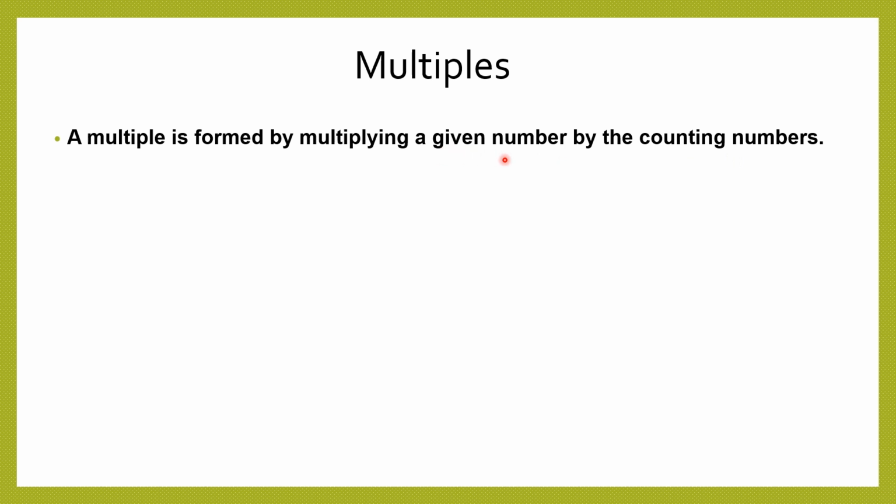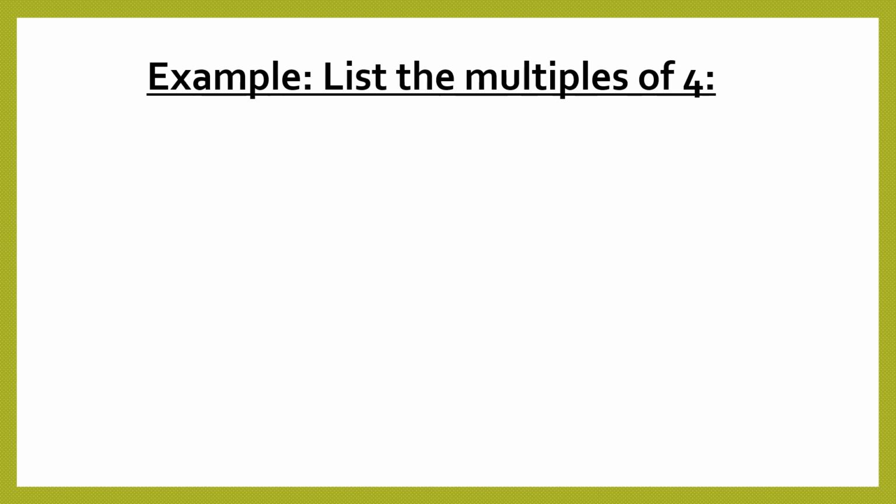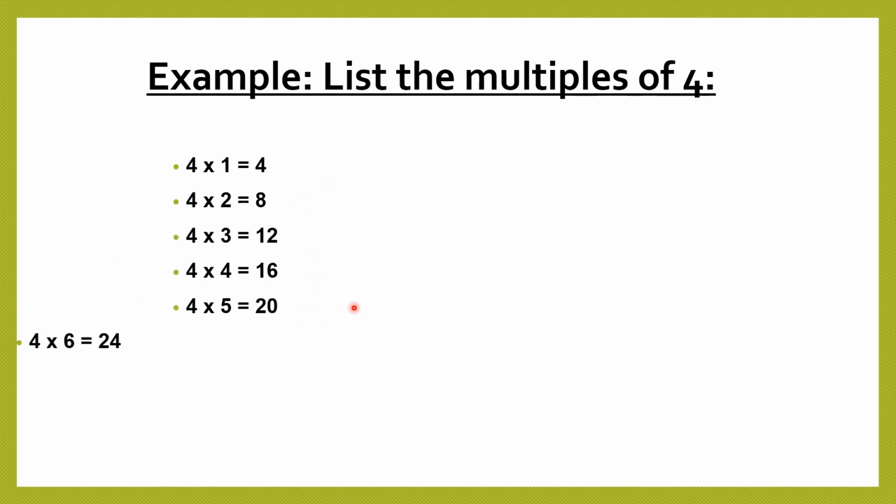So, when you take any number and multiply it by a counting number, the answer that you get is called a multiple. And the counting numbers are, as I said, 1, 2, 3, 4, 5 and so on. Let's take an example now. Let's list all the multiples of 4. 4 ones are 4, 4 twos are 8, 4 threes are 12, 4 fours are 16, 4 fives are 20, 4 sixes are 24. Now all these numbers 1, 2, 3, 4, 5 and 6, they are called counting numbers.